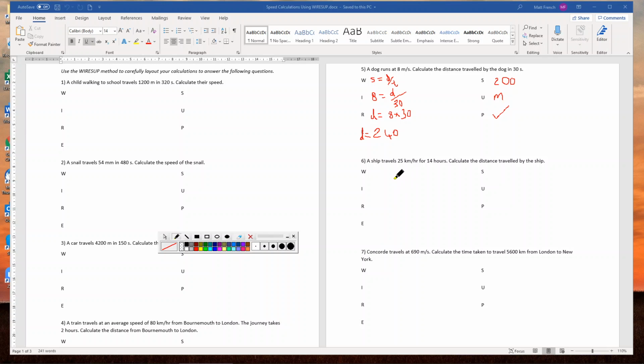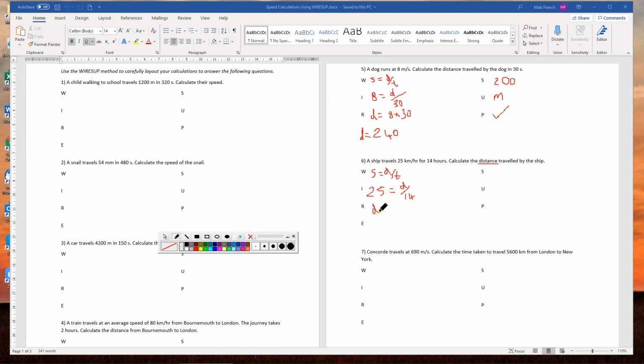Then we get to number 6. Let's have a look. We're again being asked to find the distance traveled. So it's going to be speed is equal to distance over time. We insert the numbers next. So we've got a speed here of 25 kilometers per hour. We've got a distance which we're trying to calculate, and we've got a time of 14 hours.